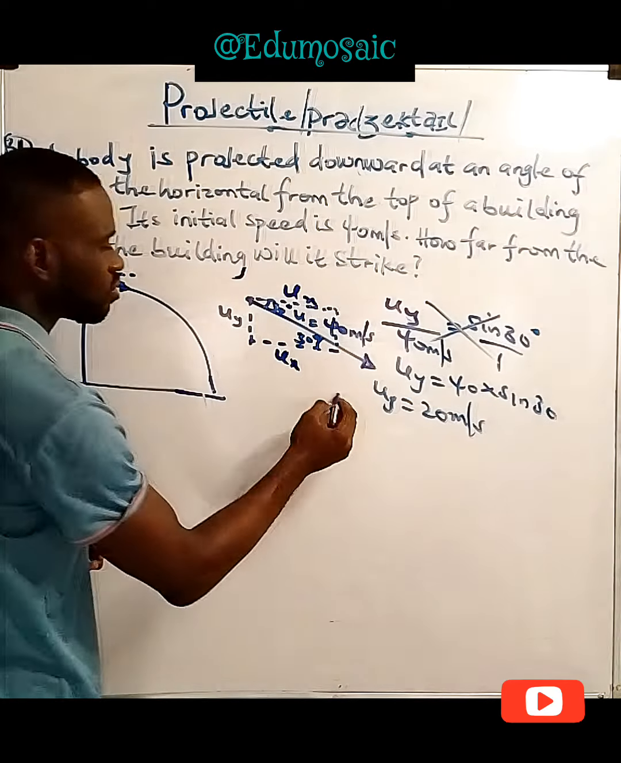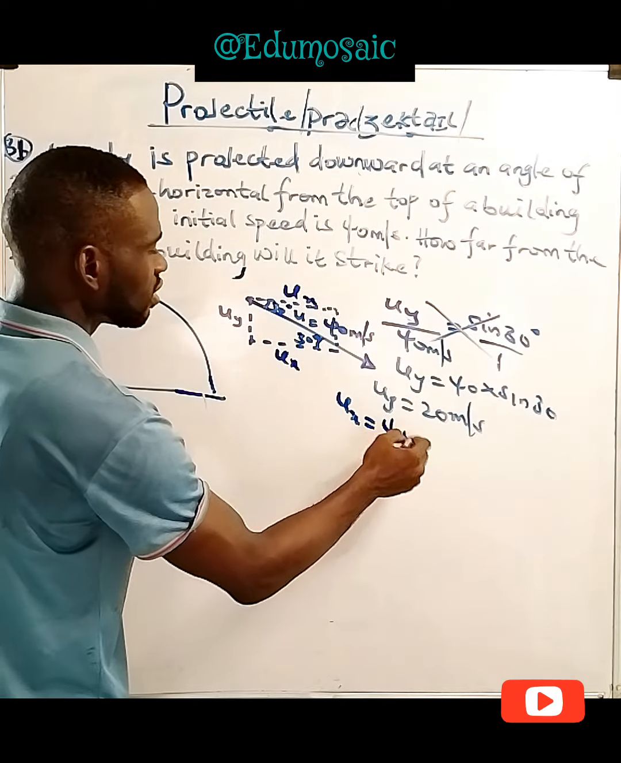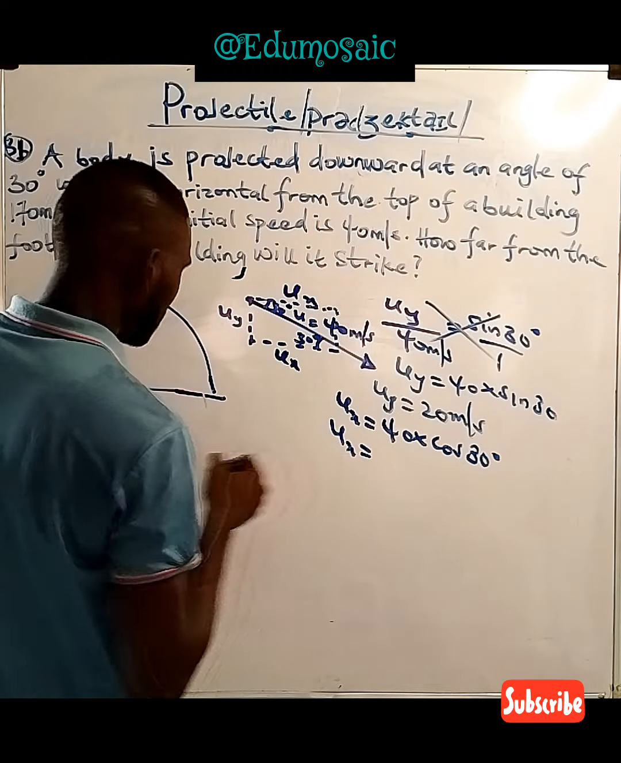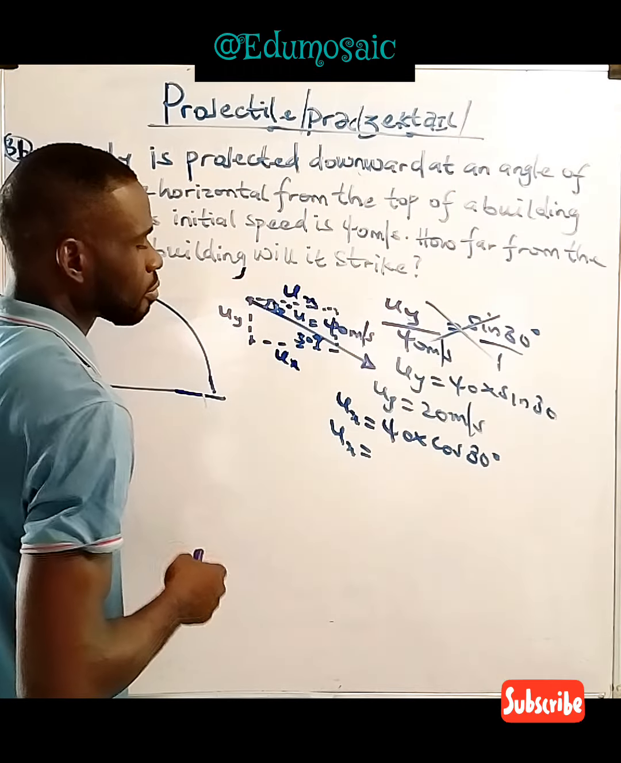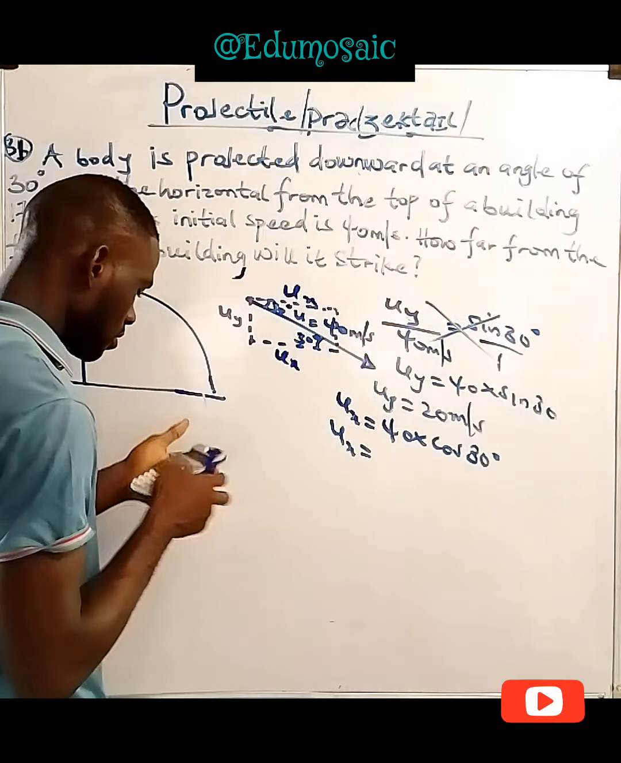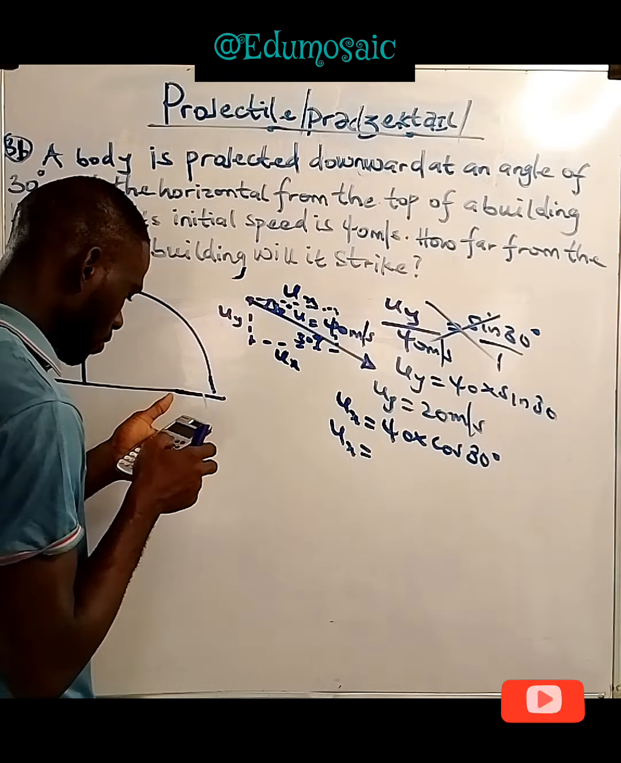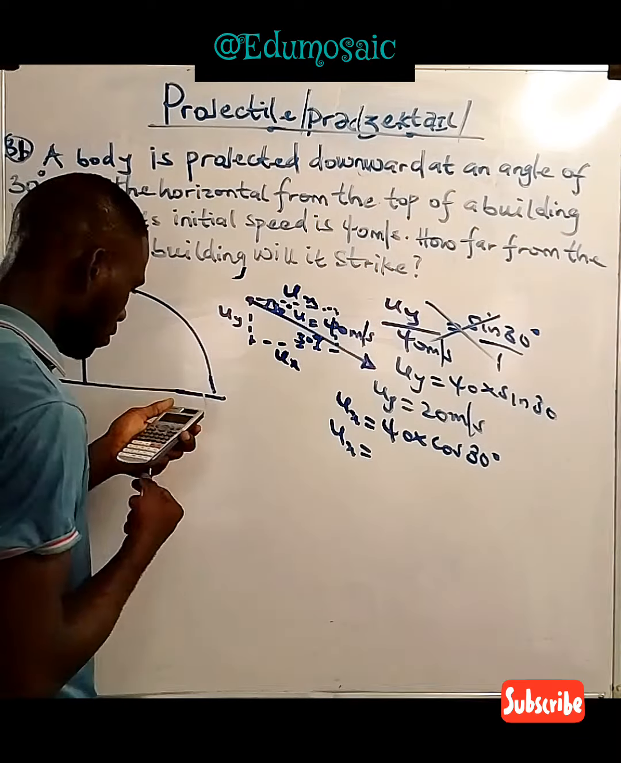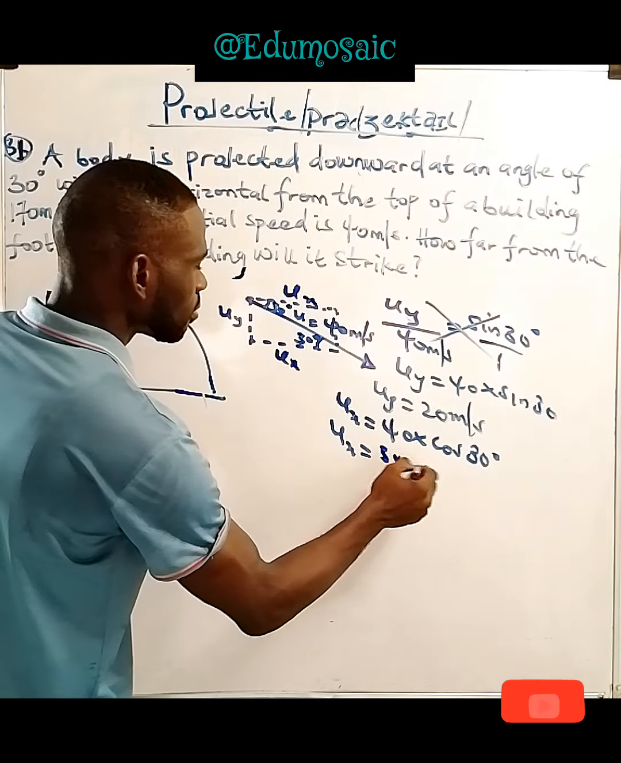So initial speed along the x-axis is 40 times cos 30 degrees. Our calculator could help us with that. 40 meters per second times 0.8660, 40 times cos 30 degrees. That'll give us 34.64 meters per second.